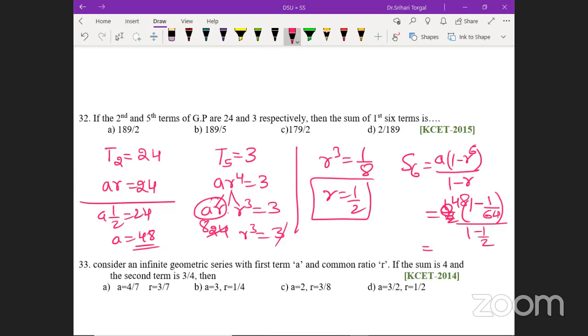Yeah, is it okay now? 48 into 1 minus, what is 1 by 2 whole power 6? Whole power 5 is 32, 6 is 64, right? This is 63. Sum of 6 terms of GP. Yeah. Now you can calculate.